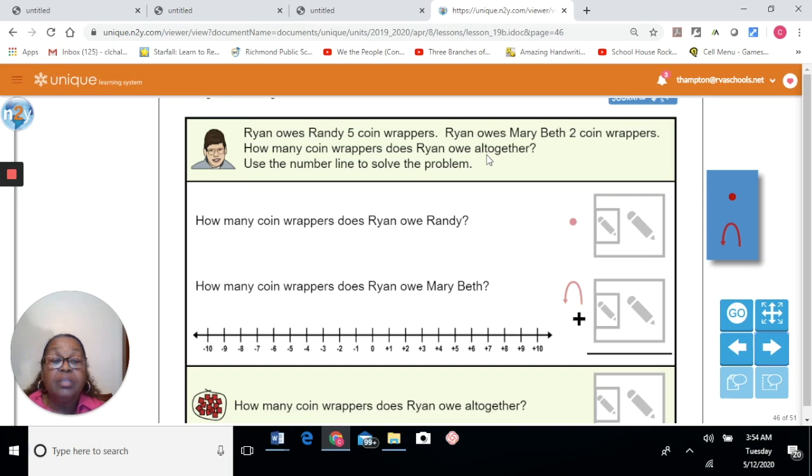He owes that. So if he owes that, he owes Randy 5 corn wrappers. And if he owes that, then what is that number going to be? A negative number. Excellent. So that's going to be a negative what? A negative 5. Excellent. How many corn wrappers does Ryan owe Mary Beth? If he owes it to her, it's going to be a negative number. And how many does he owe Mary Beth? 2.